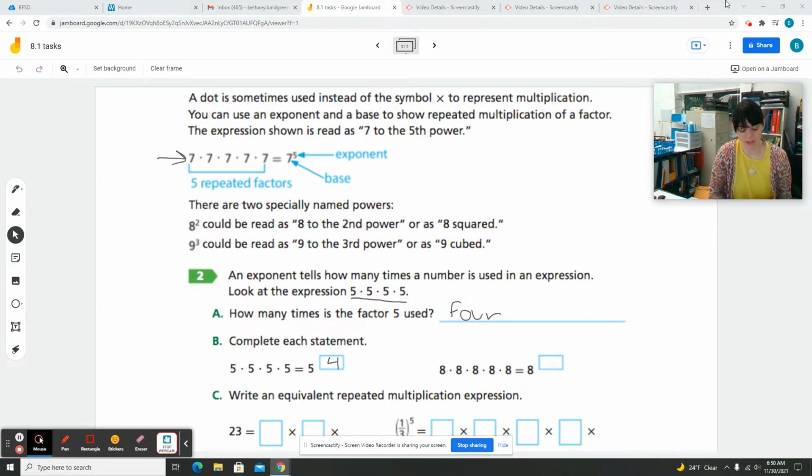And for the second one, it's 8 times 8 times 8 times 8 times 8. So there are 5 8s. So it's going to be 8 to the 5th power.